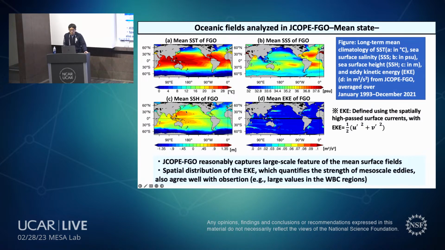The notable feature of this product is a better representation of eddy kinetic energy, which is an important measure of the strength of mesoscale eddies. While existing products that cannot explicitly resolve ocean mesoscale eddies tend to have weaker eddy activity, this product can reasonably capture the spatial pattern of eddy kinetic energy in the global ocean. For example, regions with elevated mesoscale eddy activity in the western boundary currents, such as the Kuroshio, Gulf Stream, and Agulhas current region.